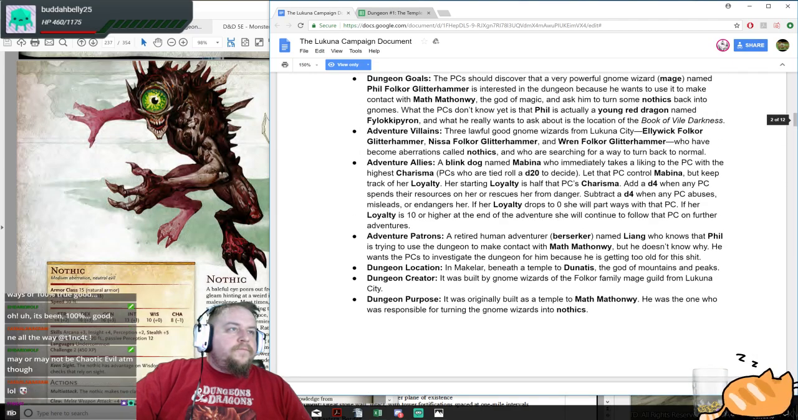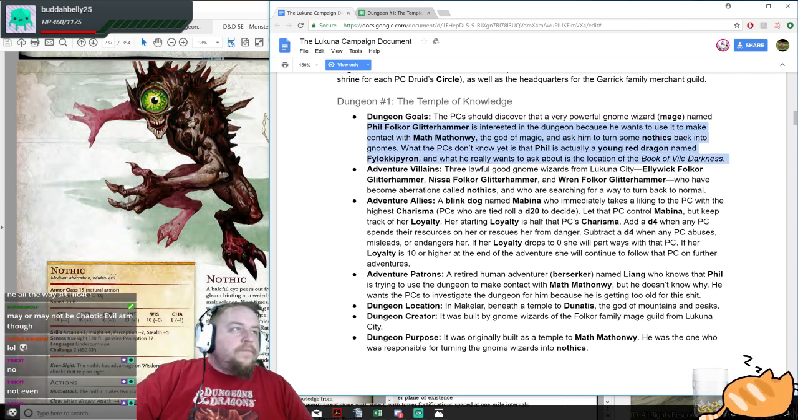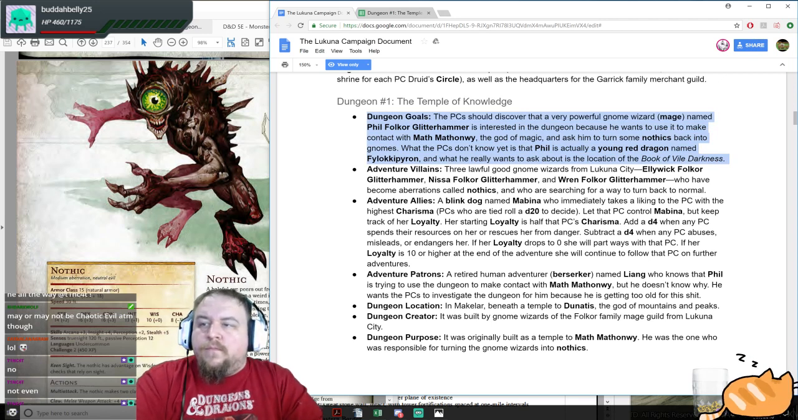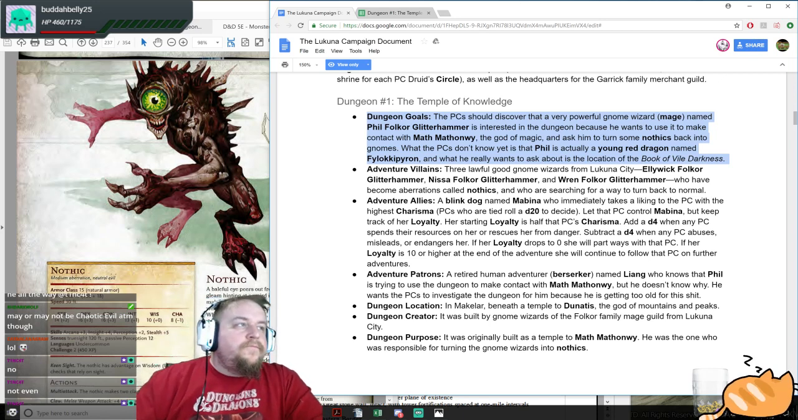He's interested in the dungeon. Why? Because he wants to use it to make contact with Mathmthonway, the god of magic, the same god the temple was originally built for, the same god who turned the gnome wizards into Nothics, and he wants to ask the god to turn them back into gnomes. Or so he says. Because what's really going on is Phil is a young red dragon named Philoki Pyron. What he really wants to ask about is the location of the Book of Vile Darkness.